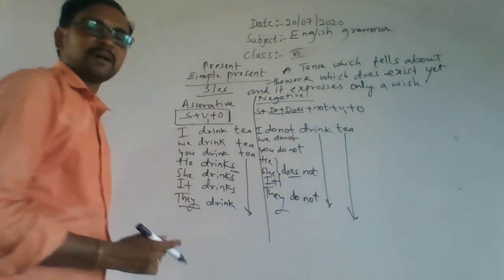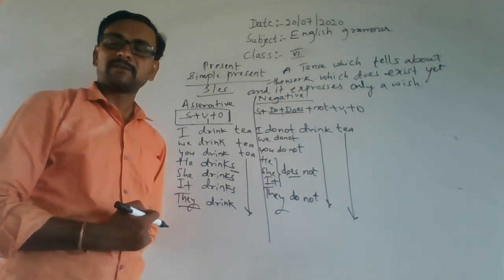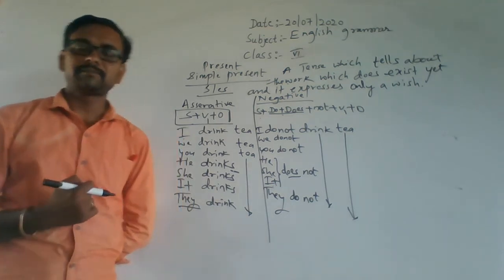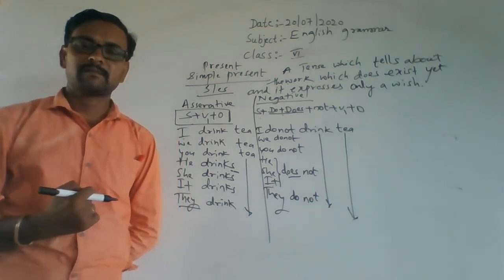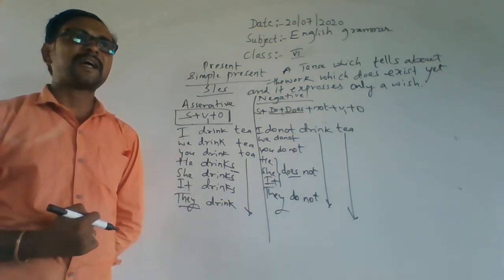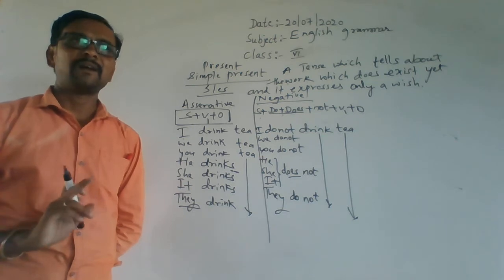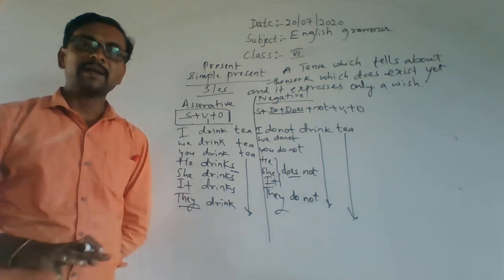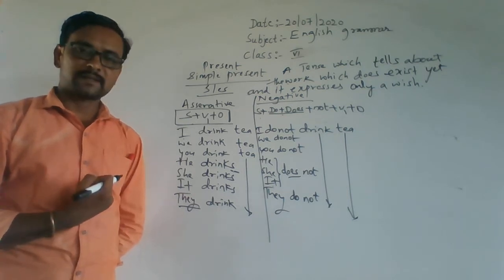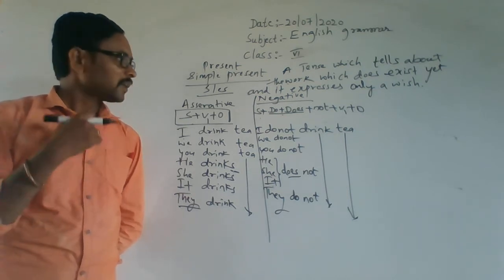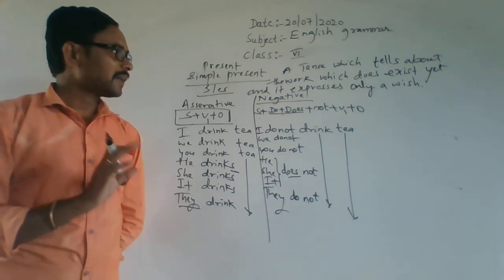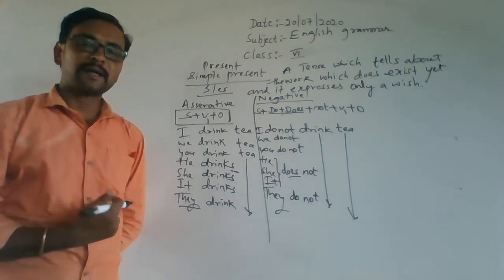For example, I go to school. How do you make it negative? Can anyone say? Yes, I do not go to school. Don't say I not go to school. You should use the helping verb. What is the helping verb there? Do or does. I go, in negative, I do not go. Is it understood?